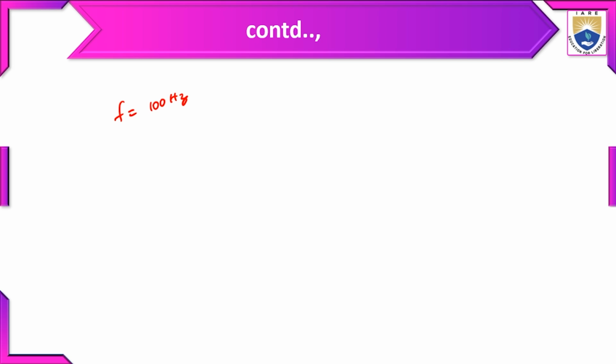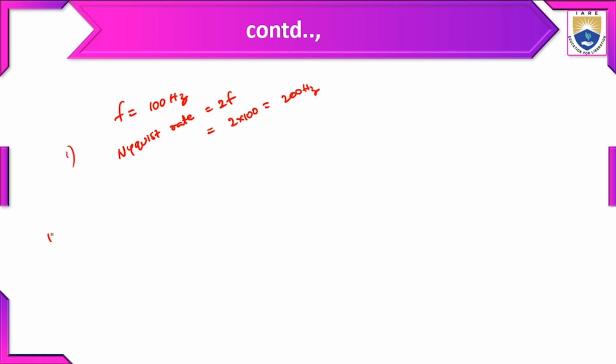The minimum sampling rate required to avoid the aliasing effect is called the Nyquist rate. So simply the Nyquist rate is equal to 2f, that is 2 into 100, 200 hertz. We already solved this in the previous one, similarly. Okay, and this is the first part.